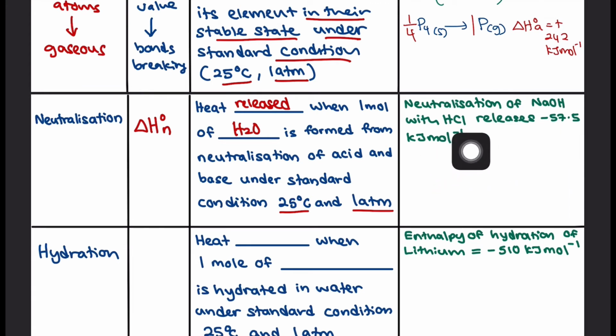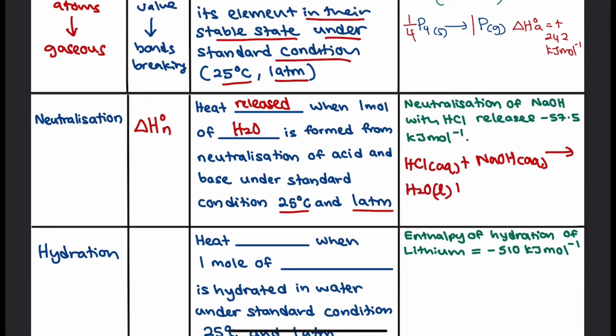As for the example, we have a statement whereby neutralization of sodium hydroxide and HCl releases negative 57.5 kilojoule per mole. So let's convert this into a thermochemical equation. It would be HCl aqueous plus sodium hydroxide aqueous to form H2O liquid and NaCl aqueous. The equation is balanced, therefore conclude by writing the enthalpy value, which would be delta H naught equals negative 57.5 kilojoule per mole.